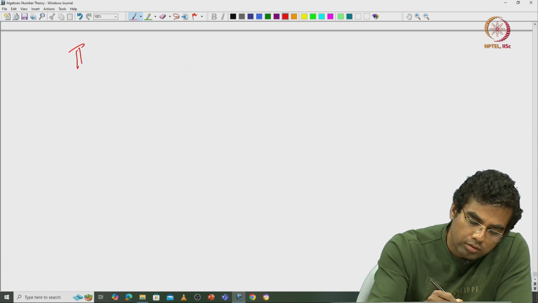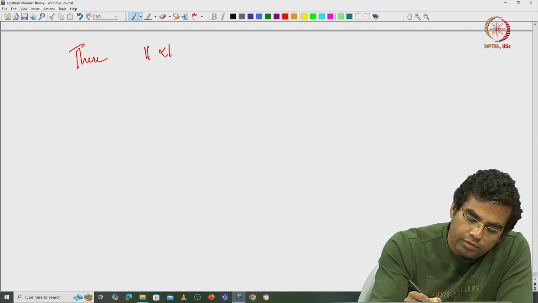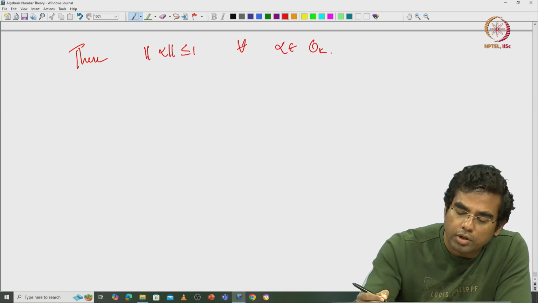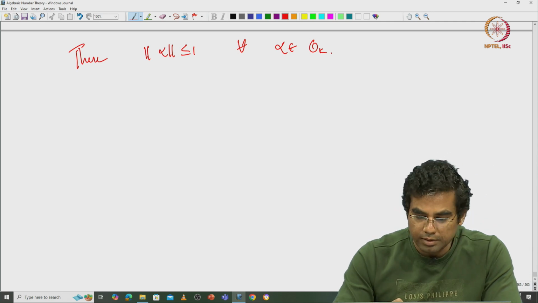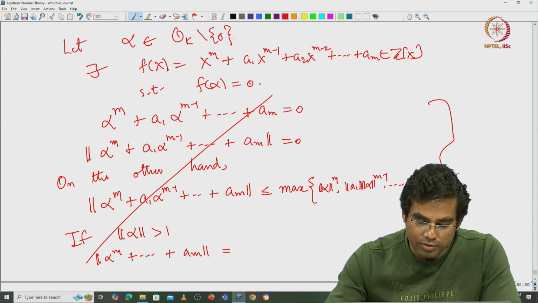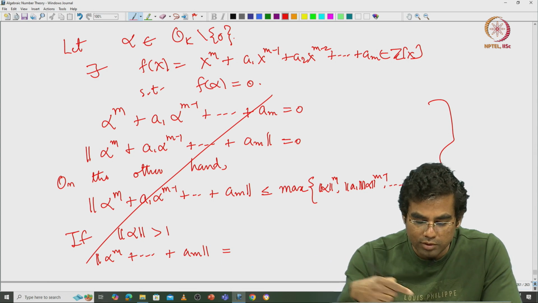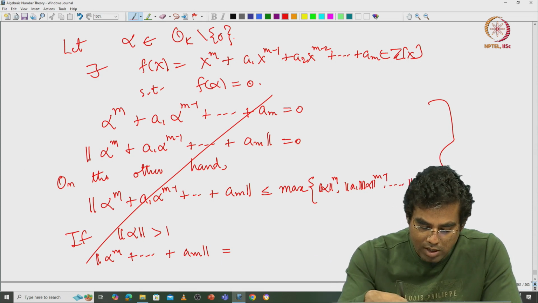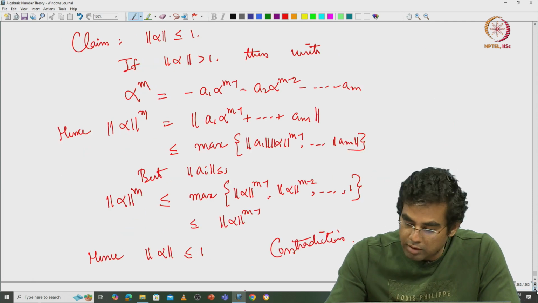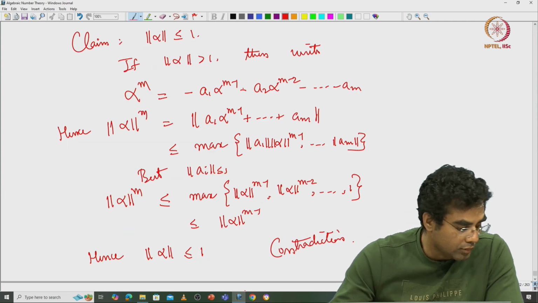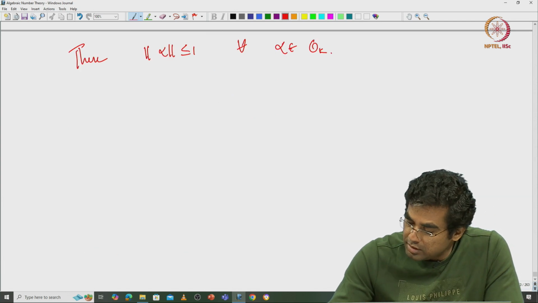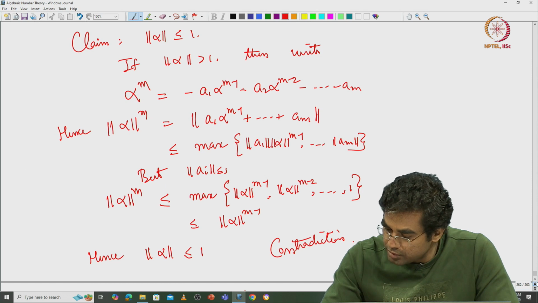Therefore, valuation of alpha is less than or equal to 1 for all alpha in OK. That is what we proved, right. So that is what I was after, and then instead of using the equality alpha to the m equal to something, I use this. You can get a contradiction this way as well, but this way of writing it is much neater.